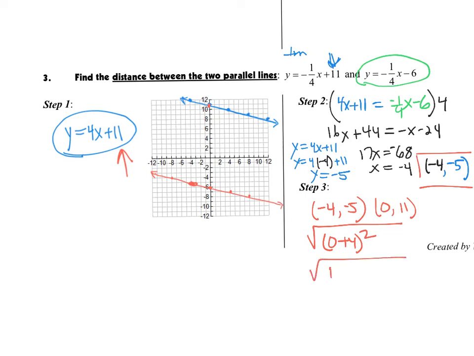So that's going to give us a 16. And add to that the differences of the y squared. And so 16 squared is going to give us 256. And we're going to add those together. That's going to give us 272. And then we need to simplify that radical. So I have 16 times 17. So we're going to have 4 radical 17 units as our answer.